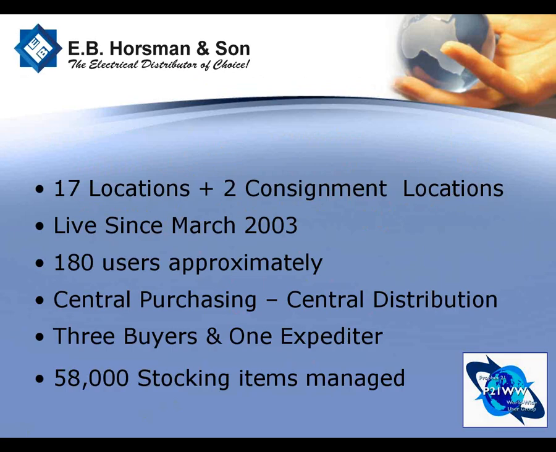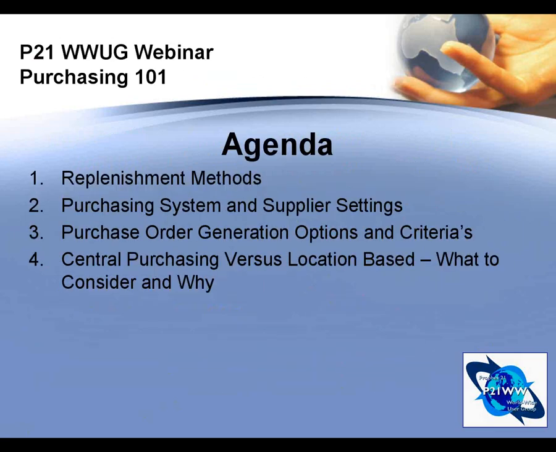So the agenda today will cover some very basics. Again, this is a beginner track, purchasing 101, so we'll be covering replenishment methods, the purchasing system settings and supplier settings, purchase order generation options and criteria, as well as central purchasing versus location-based, when and why.